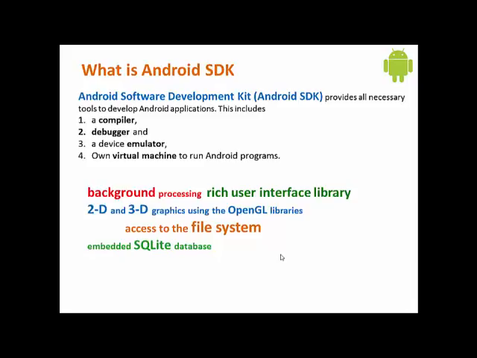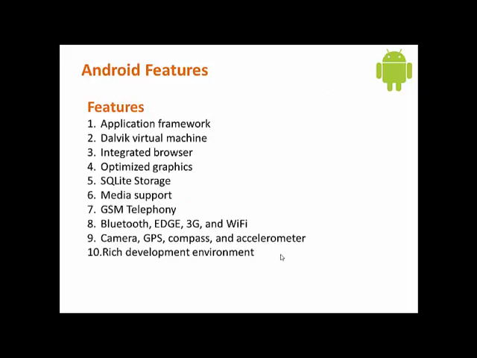So what do you get with this Android software development kit? It provides a compiler, a debugger, and a device where you can check your work. It has its own virtual machine as well. You can do background processes with a rich user interface, 2D and 3D graphics, with an embedded SQL database, a database which can be added. So we get a lot of features. DVM is just like JVM. This is called the Dalvik virtual machine.